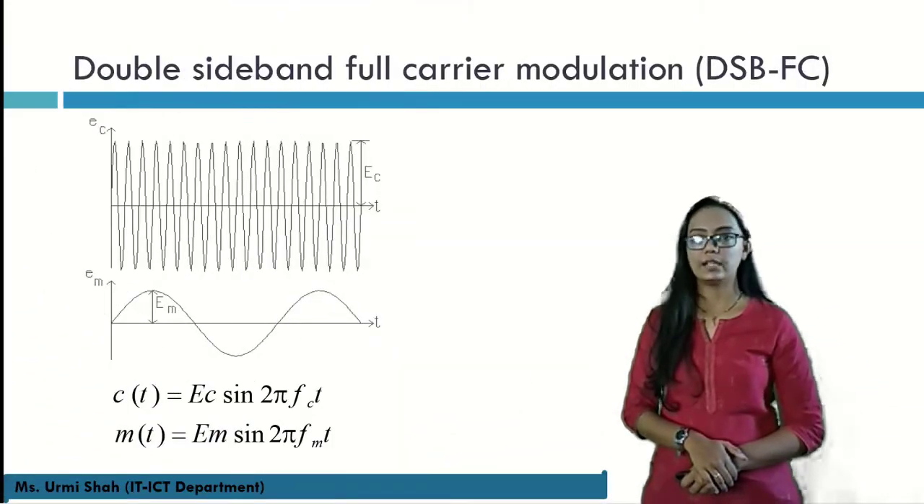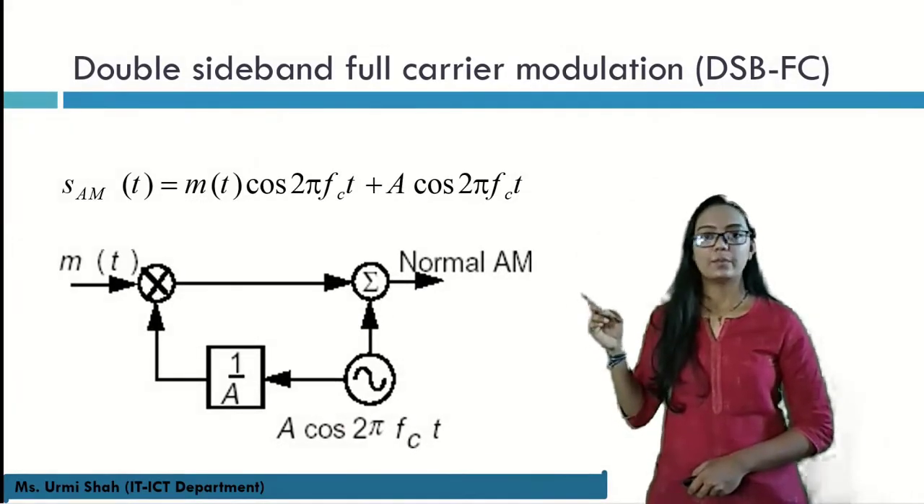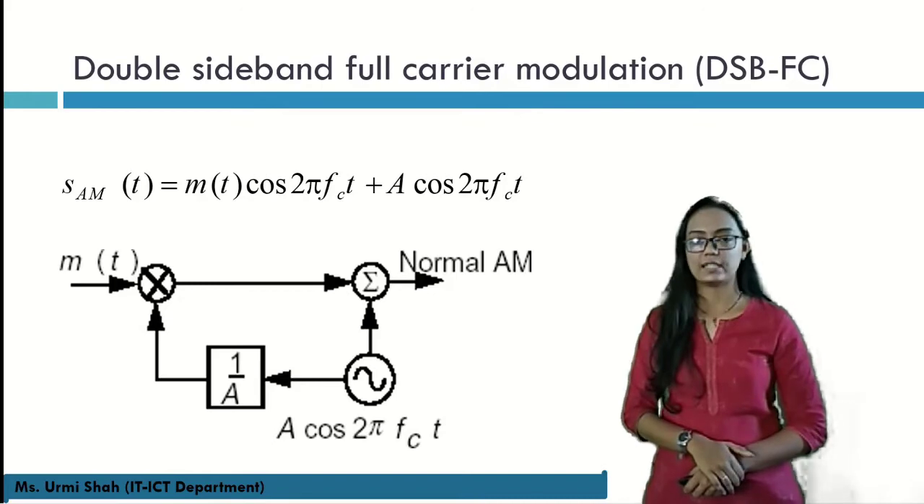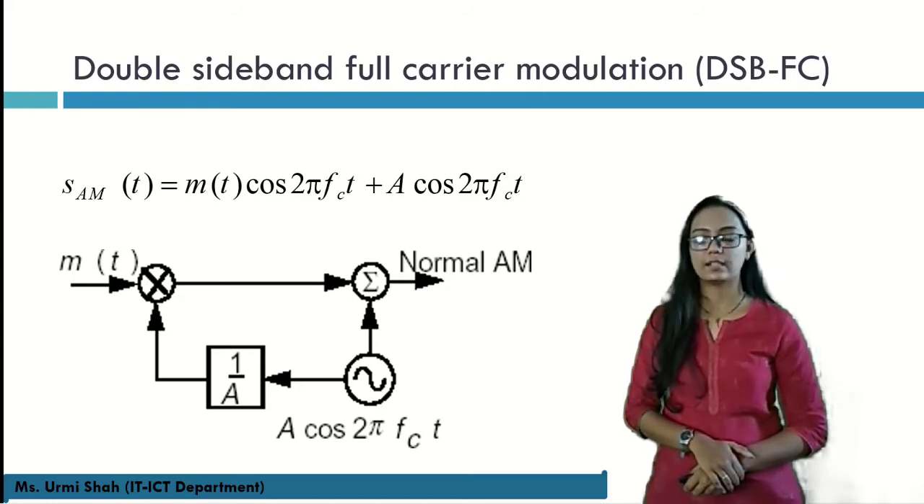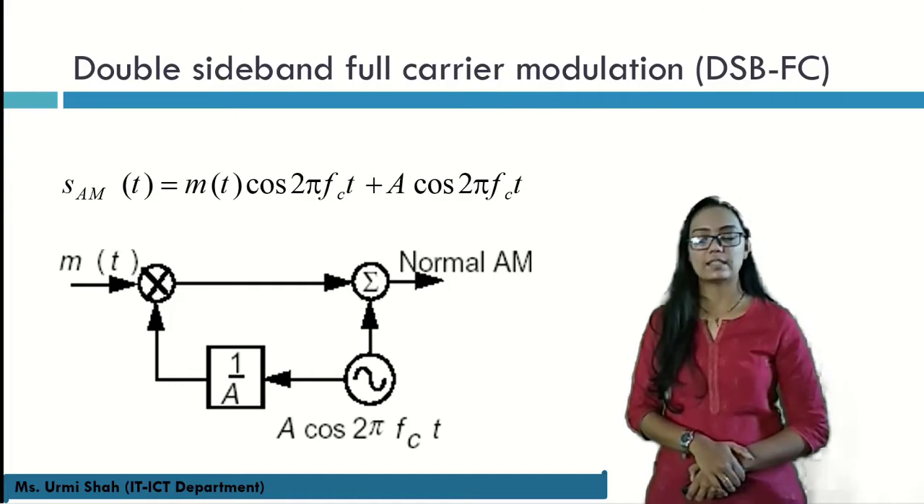Next we will look at the equation or waveform representation of DSB-FC. As we have seen in the previous slide, we are multiplying m of t with cos 2 pi fct. M of t is our message signal, fc is our carrier frequency, and we multiply the amplitude of the signal with the carrier frequency term. So the overall equation of the DSB-FC modulated signal is m of t multiplied by cos 2 pi fct plus A cos 2 pi fct. This is the equation for the amplitude modulated signal.